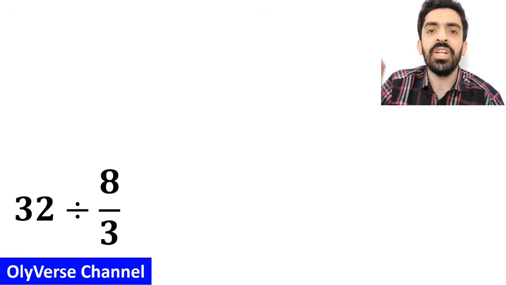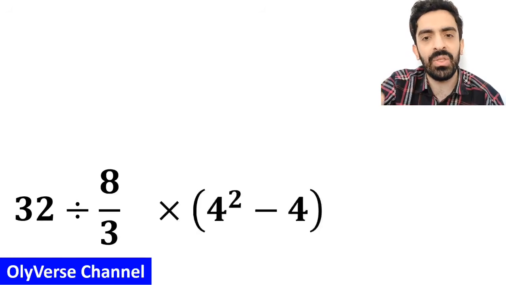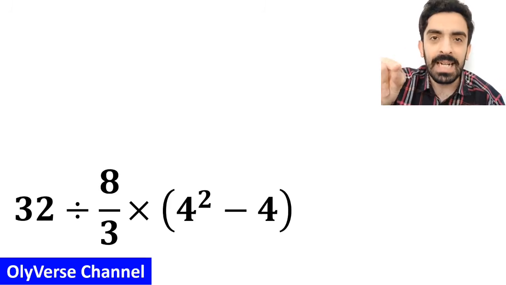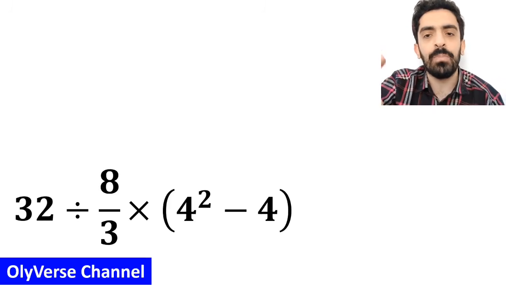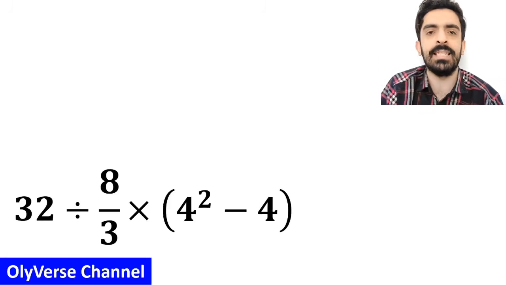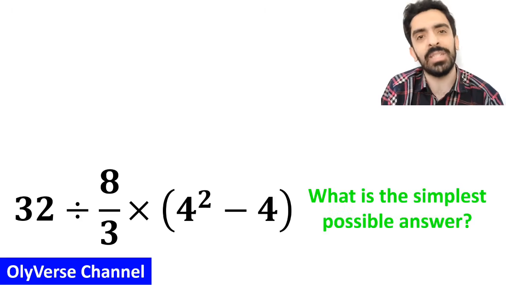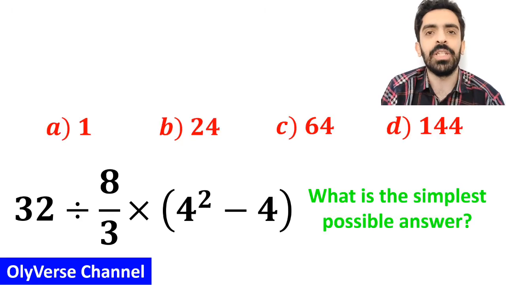If we have the expression 32 divided by 8 over 3 multiplied by open parentheses 4 to the power of 2 minus 4 close parentheses, then what is the simplest possible answer to this question? Which option do you think is the correct answer to this question?